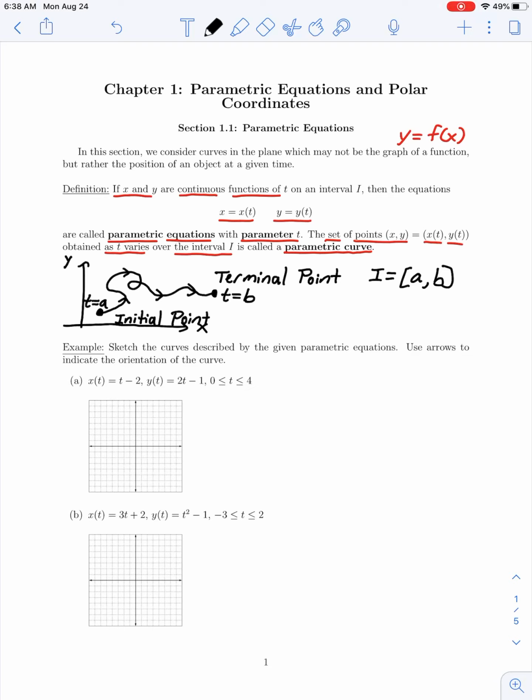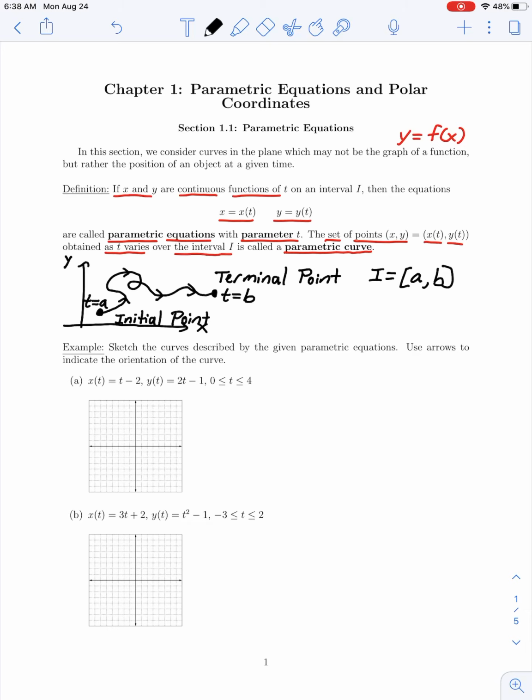So in this first example, we are asked to sketch the curves described by the given parametric equations, and we're supposed to use arrows to indicate the orientation of this curve. So we've got two parts here. In part a, we have the parametric equations x of t is equal to t minus 2, and y of t is 2t minus 1, as t ranges from 0 to 4.